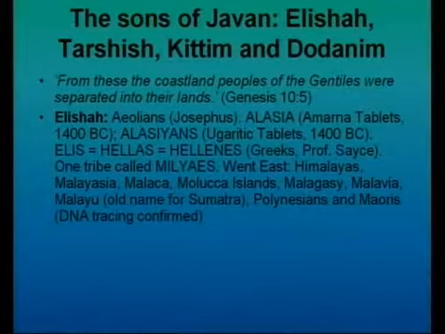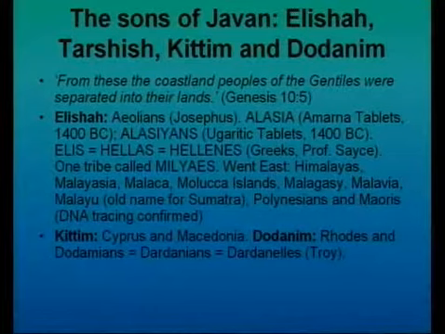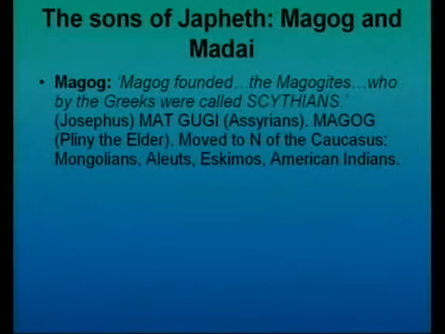Kittim went off and founded a community in Cyprus and Macedonia, modern-day Yugoslavia. Dodanim settled in the island of Rhodes, and also on Asia Minor. And the Dardanians were the descendants, and they lived in what we call the Dardanelles, which is around the place where Troy was. Sons of Japheth: Magog and Madai.